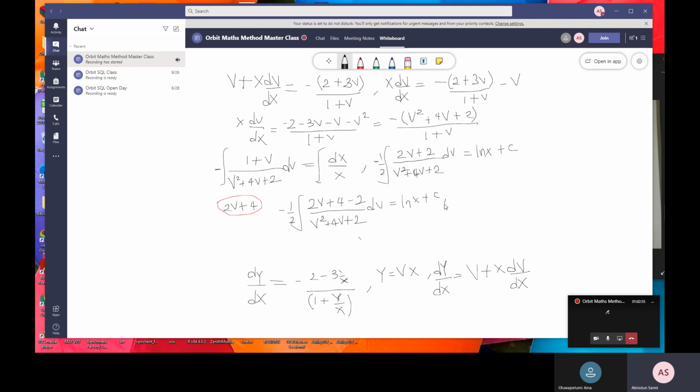So here I can now separate it. Minus 1 over 2 integral of, I will now have 2v plus 4 all over v squared plus 4v plus 2, minus 2 all over v squared plus 4v plus 2, dv is equal to ln x plus c. I hope you understand up to this stage.